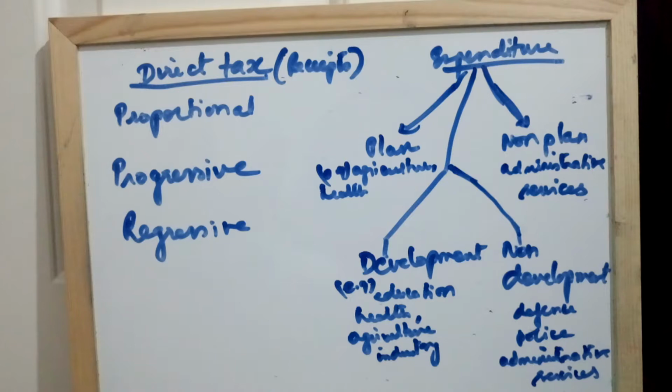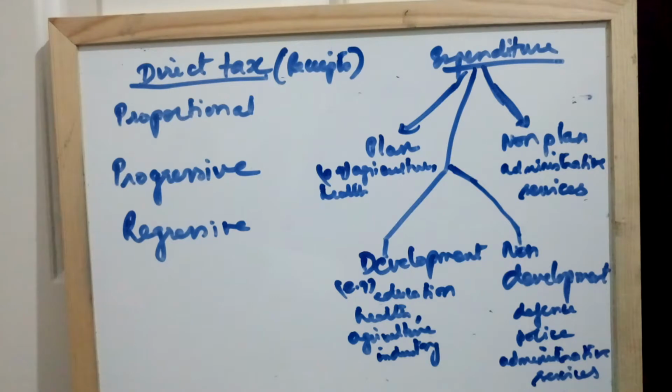And plan expenditure occurs due to planned proposals. The non-plan expenditure is out of scope of government plans. The government decides, so based on that, the expenditure is taking place. The next category, development and non-development expenditure.